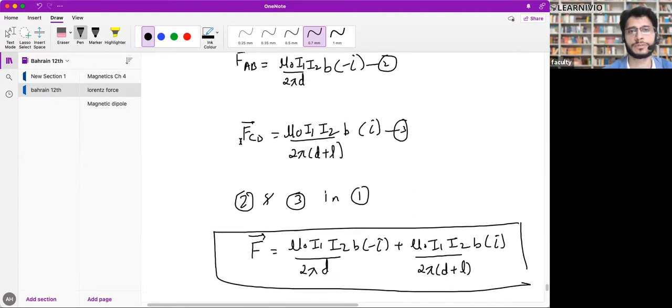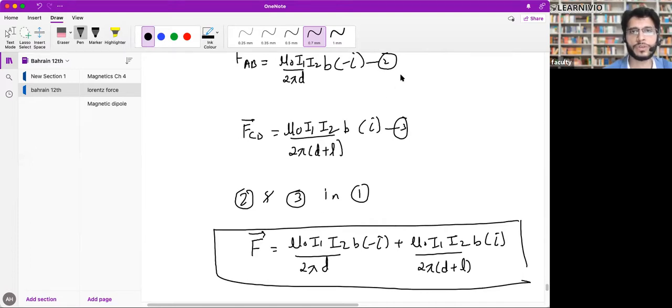Sir, minus will come, right? Minus will come. Why, Abdullah? Why here? Yes, sir. Why? Both are in opposite directions. Yeah, but I'm using minus i cap here, so they will eventually get subtracted.